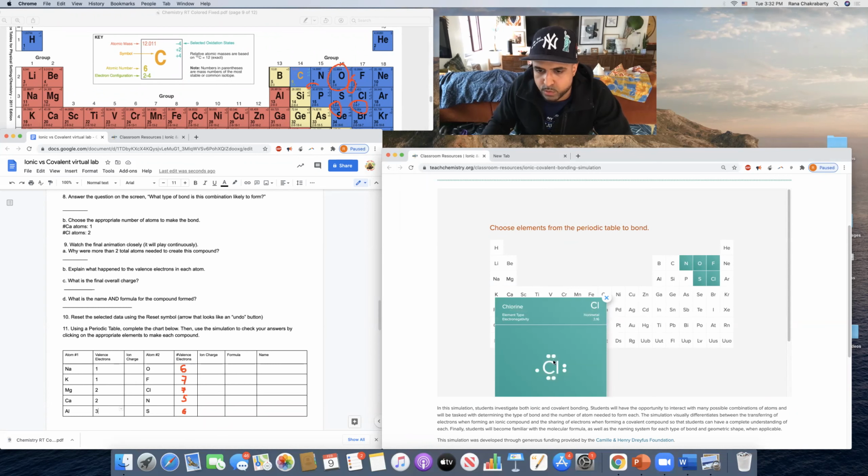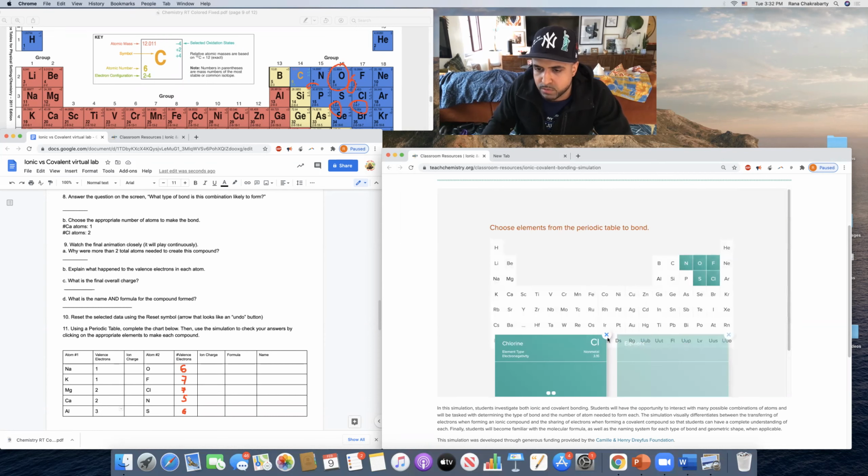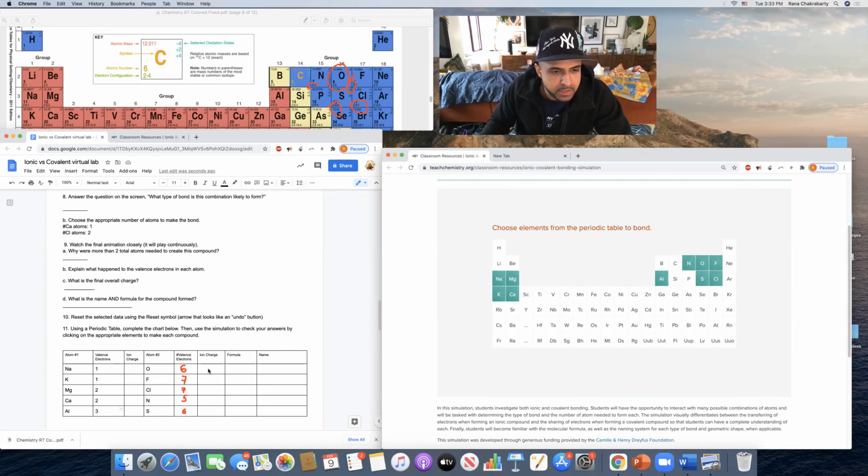The answers are over here. So chlorine is 7. If you want to use this to double check your work, you do that. This would actually never bond. Right? And the charge of the ion. So ion, again, is when it gains or loses an electron.